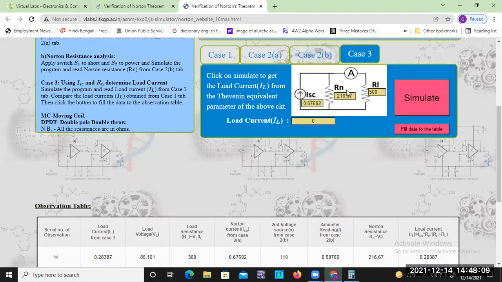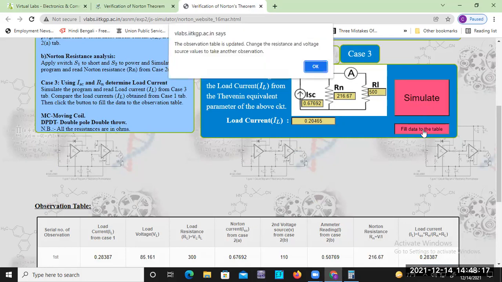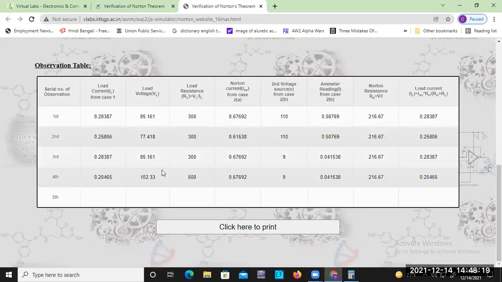Okay, now we are going for the Norton circuit. This is the Norton equivalent circuit, and this is the load resistance. This time it is 500. So something will be changed. Yes, now see. Look, the first time the current was 20465, and this time also by the Norton theorem we can calculate it is 20465. And what will be the internal resistance?